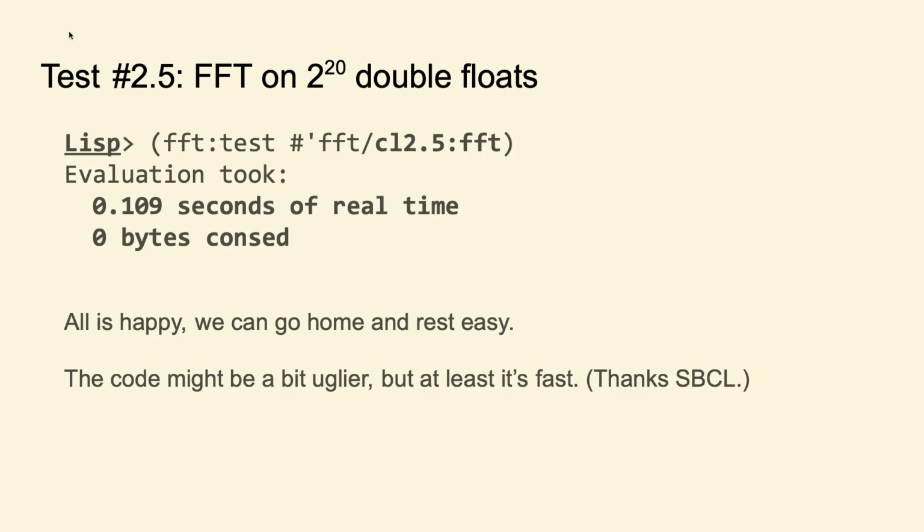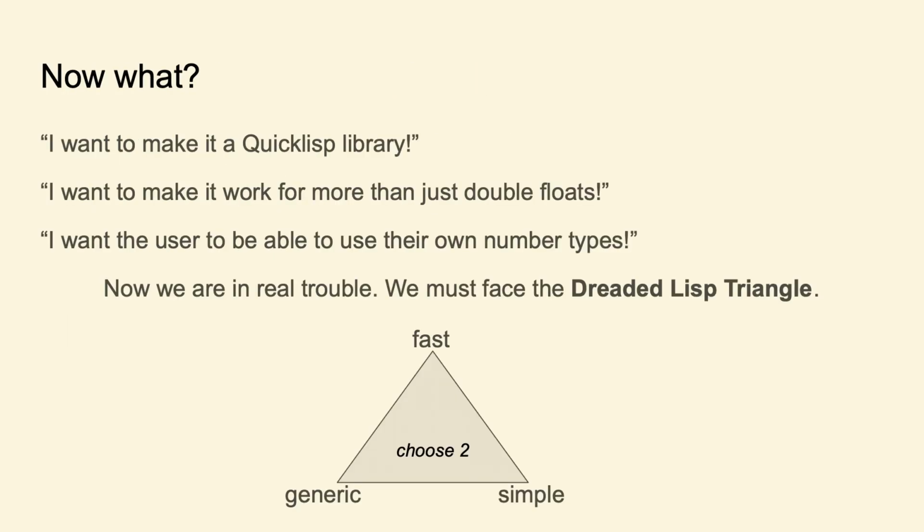Probably in SBCL we could eliminate a few of the type declarations because SBCL is pretty good at propagating types. But in general, you're not looking to minimize type declarations when you're trying to make code fast. You're just going to say, whatever, declare everything. Great, all done, right? But now you wrote your nice and fast FFT, and you want to do a couple of things. You want to make it a Quicklisp library, because why not? You want to make it work on something more than just double floats.